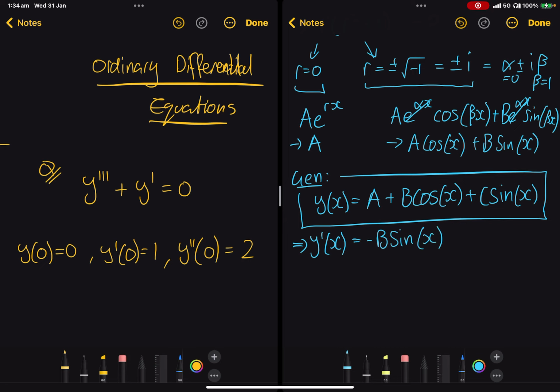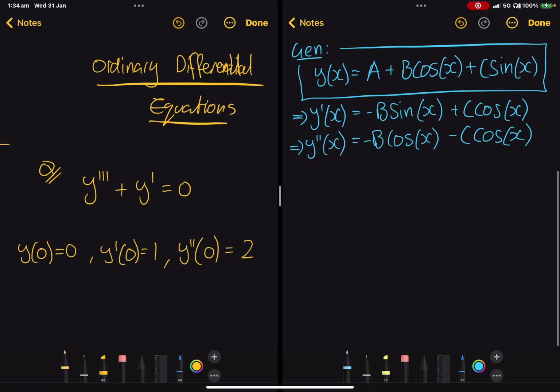Sine differentiates to cosine. So this is plus c cosine of x. And then our second derivative, y double prime of x, is equal to, well, minus sine becomes minus cosine, minus b cosine of x, minus cosine becomes minus sine, minus c cosine of x. And now we need to evaluate these under the three given initial conditions.